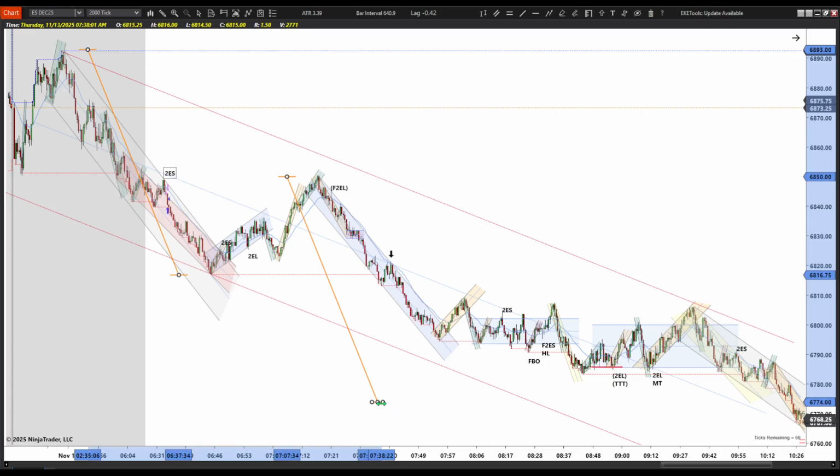What I did notice was it made the measured move, but it kept going. So I wasn't really thinking it was going to bounce now. I was thinking it would just be a bearish sell-off day.